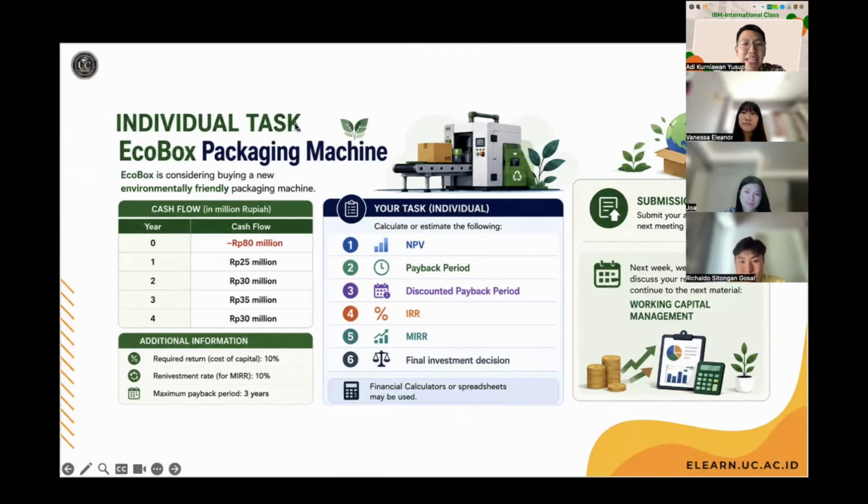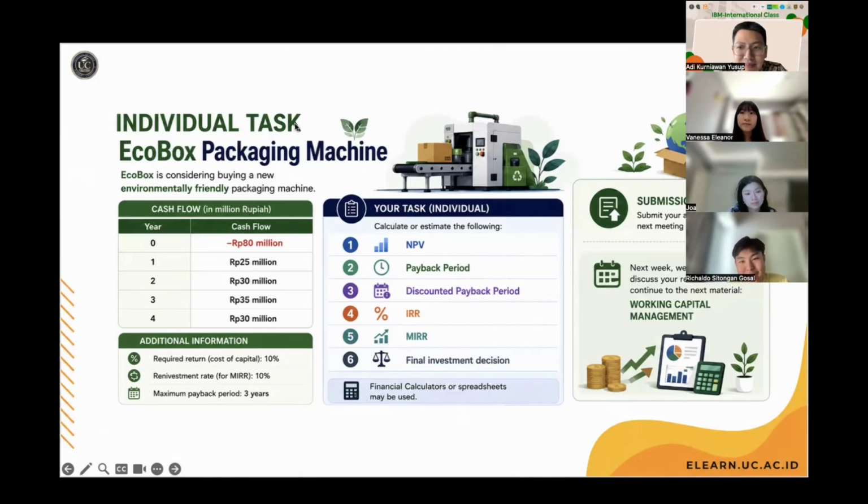Okay, before we end the session, I would like to ask you about the summary that you learned from today's material. Perhaps we start from Vanessa. What things did you learn from today's material? From today's material, I learned about capital budgeting. That is a tool for us to evaluate and to make the right decision, what project to invest in. Okay, very good. So you want to evaluate which project we should invest in and not invest in.